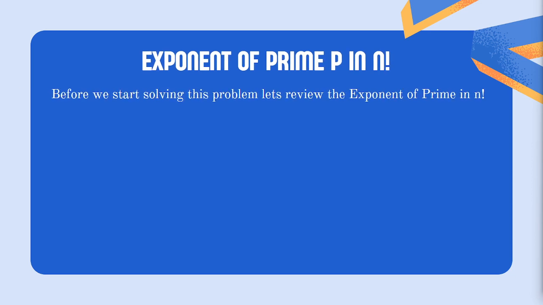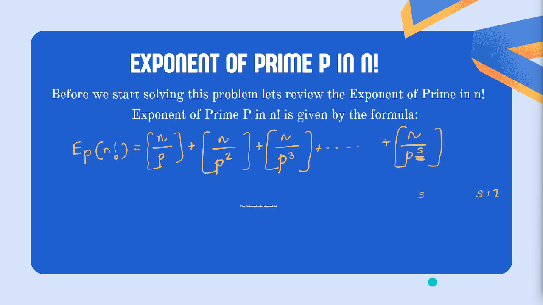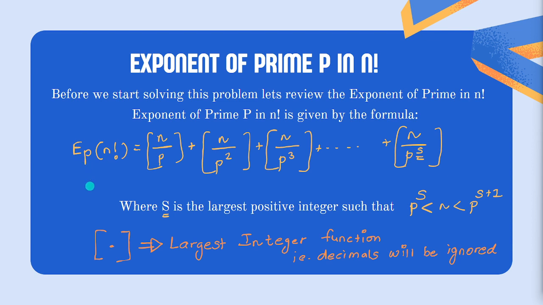Before we start solving this problem, let's review the exponent of primes in n factorial. This is the method we used yesterday, and is basically a method to find the exponent of any prime in any n factorial. Where p is the prime, the exponent of the prime in n factorial is [n/p] plus [n/p squared] plus [n/p cubed] all the way up until plus [n/p to the power of s], where s is the largest positive integer such that p to the power of s is less than n, but p to the power of s plus 1 is greater than n.